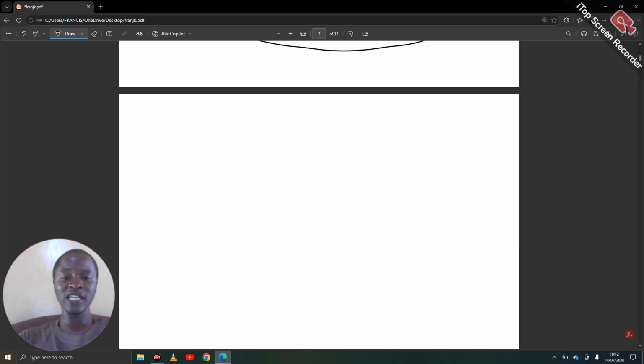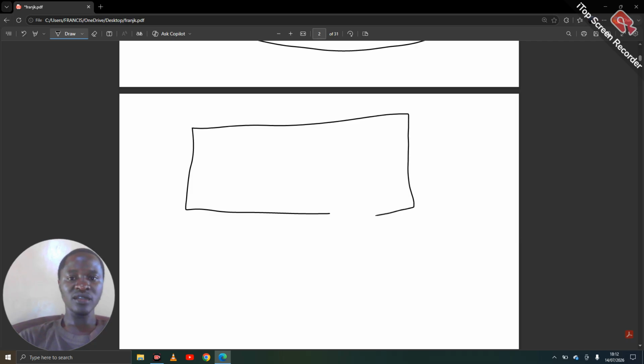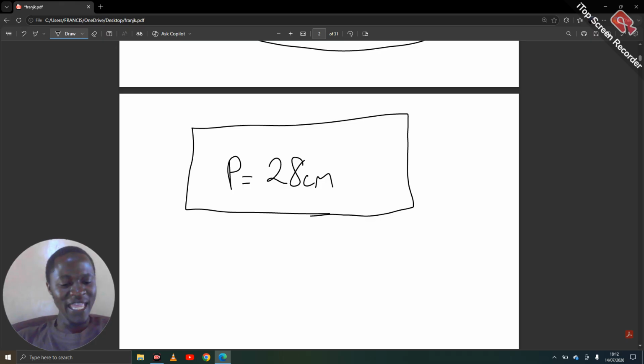Okay. So have a sketch. Remember, this is a rectangular plate. So have a sketch of a rectangle. So this is how our rectangle looks like. Now, the perimeter is 28 centimeters. Determine the dimensions of the plate that give maximum area.